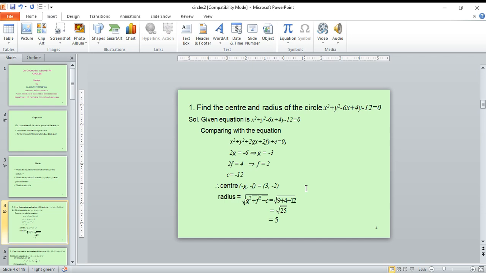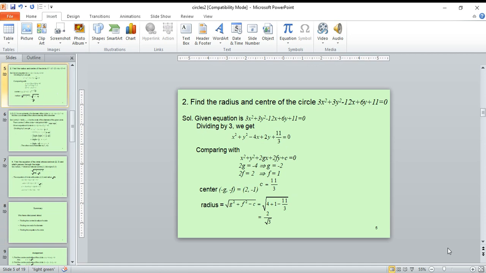Radius r equal to the formula under root of g square plus f square minus c. That equals under root of 3 square plus minus 2 square minus of minus 12, that is plus 12. Under root of 9 plus 4 plus 12, 9 plus 4 is 13, plus 12 is 25. Under root of 25 is 5. So the radius r equal to 5 and the center (h, k) equal to (3, minus 2).